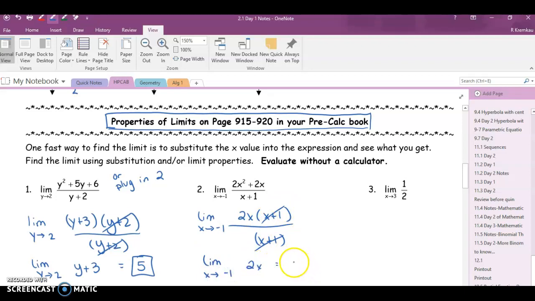And now you're just plugging it in. If you plug in -1, 2 times -1, you're going to get -2. Much easier to work with once you get the denominator to cancel out.